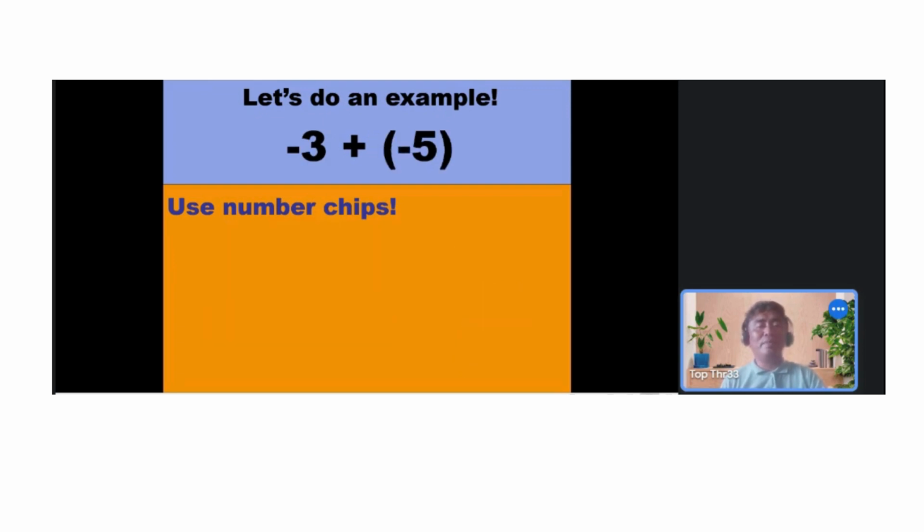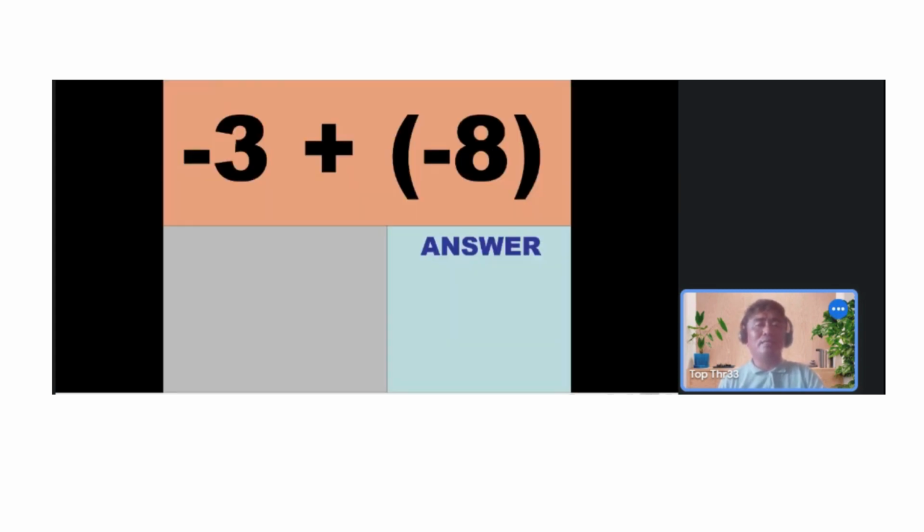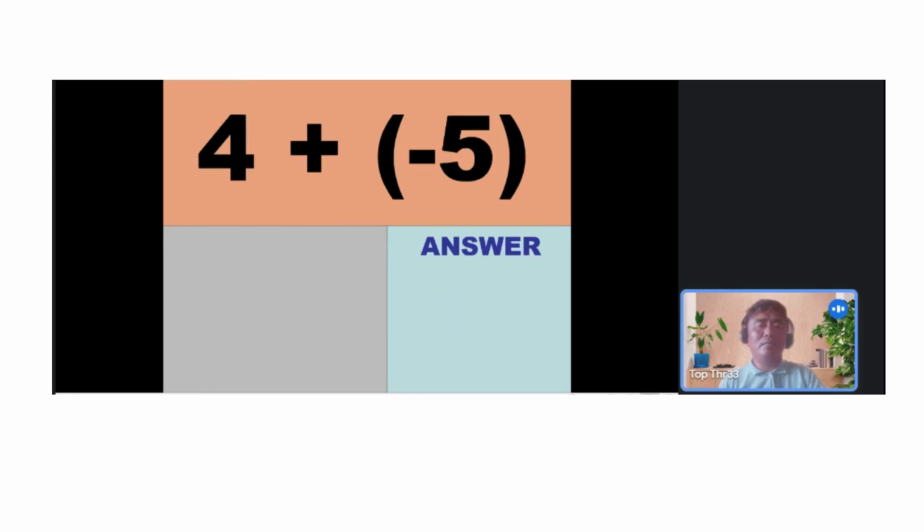Next example, negative 3 plus negative 5. We write negative 3 as 3 negative chips and negative 5 as 5 negative chips. So here, there are no chips to cancel. We count the number of remaining chips, and that is negative 8. So negative 3 plus negative 8, the answer is negative 11.